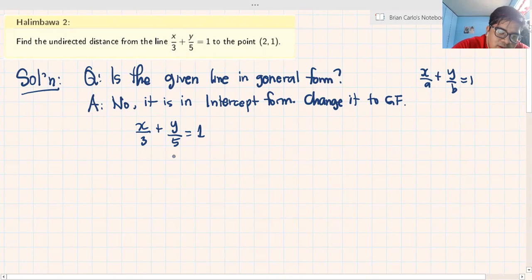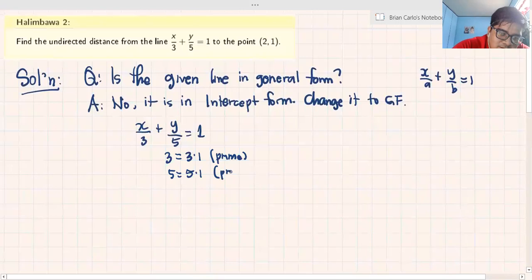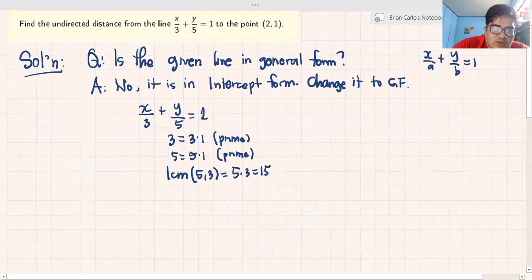Ganito. 'Di ba 3? Prime factorization niya is 3 times 1. Eh prime 'yan. No problem. 5 multiplied by 1, prime 'yan. Alam ko 15 lang 'yan, pero pinapakita ko lang kasi may mga cases na mahirap siya. 5 and 3. LCM ng 5 and 3 is, i-multiply ko lang to. 5 multiplied by 3 or 15. Ganun lang siya. So, anong gagawin natin?